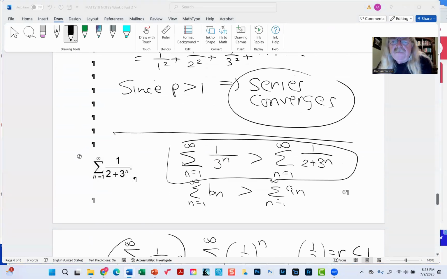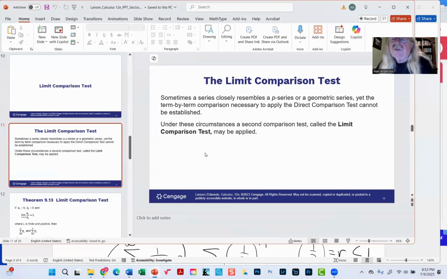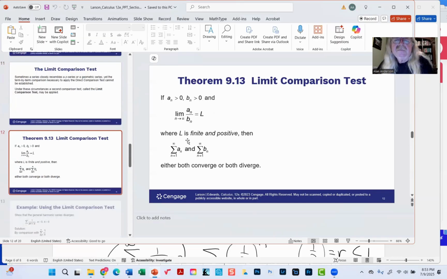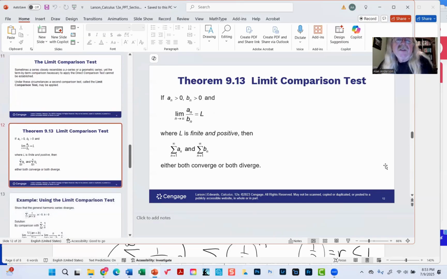But there might be cases where it's not so simple to establish that relationship. So instead, we have a workaround. We can try the so-called limit comparison test, which basically says that if for two sequences that all the terms are strictly positive, if the limit of the ratio converges to a constant L as n goes to infinity, then the two individual series, A and B, either both converge or they both diverge.